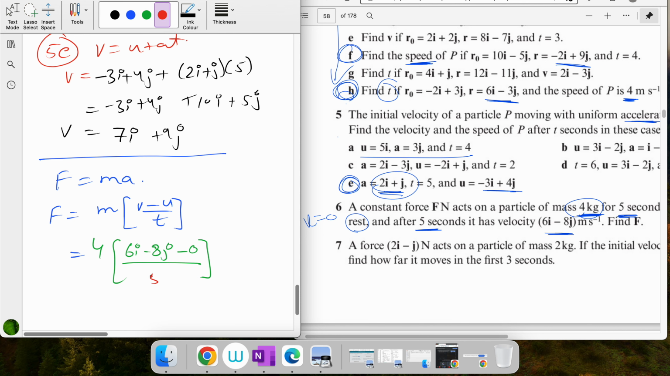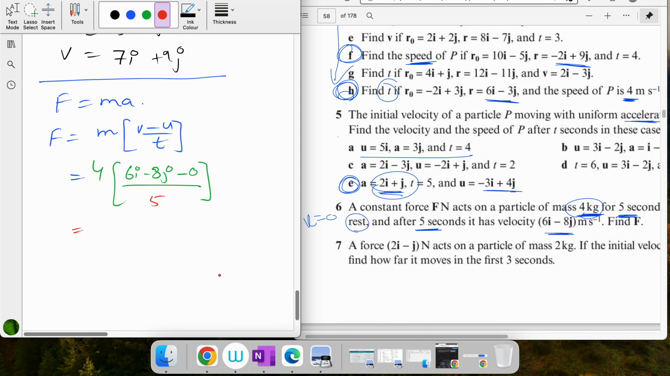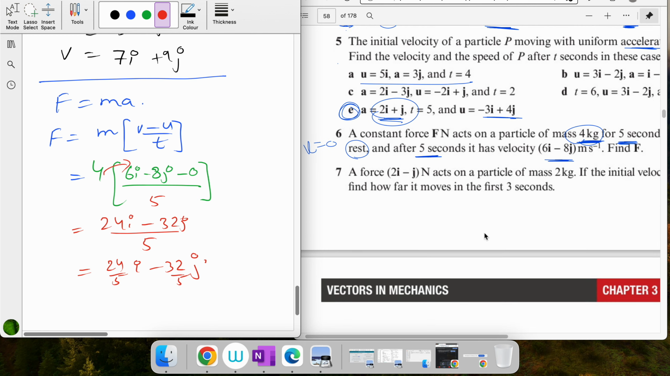And time is 5 seconds. So this is 4 by 5, that is 0.8, into 6... let me just simplify first. 4 sixes are 24i, minus 8 four times is 32j, by 5. So 24 by 5 i minus 32 by 5 j. You can leave it as a fraction or as a decimal, no issues.